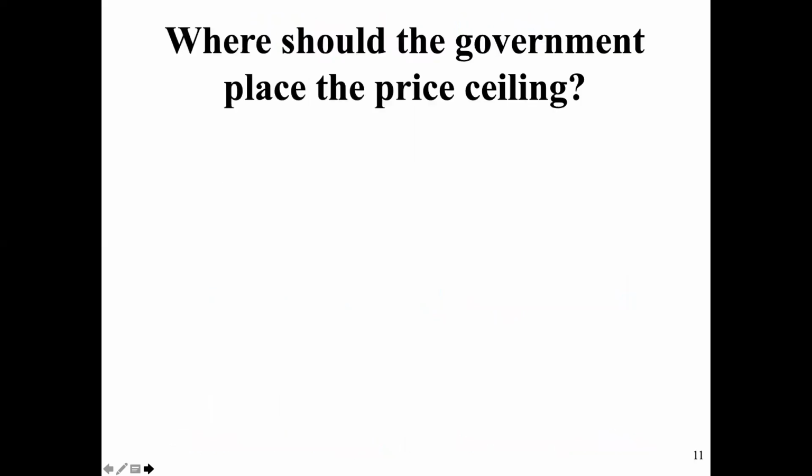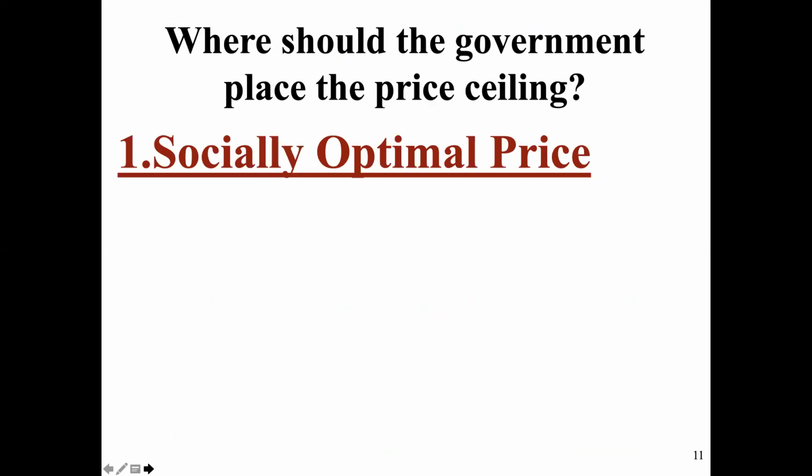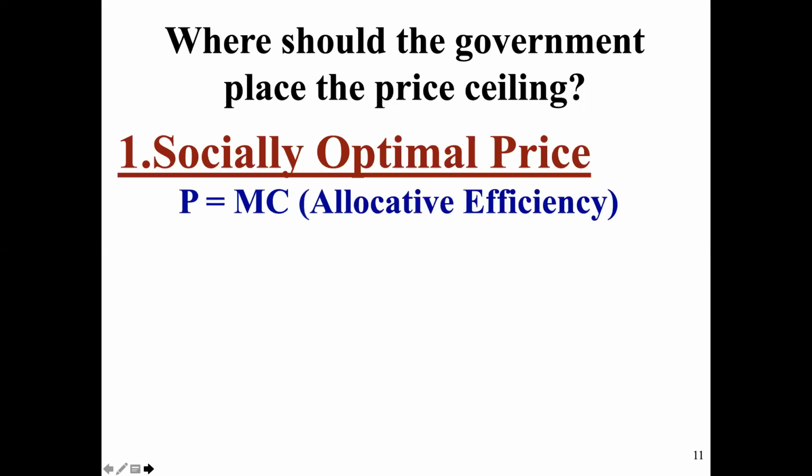All right, so if we are going to advocate for using price ceilings, the next question is, where the heck should we put them? Okay, so we have two options on where we're going to put a price ceiling on monopoly. The first option is the socially optimum price. To find the socially optimum price, you look for the allocatively efficient point on the graph, which is, of course, where price equals marginal cost.